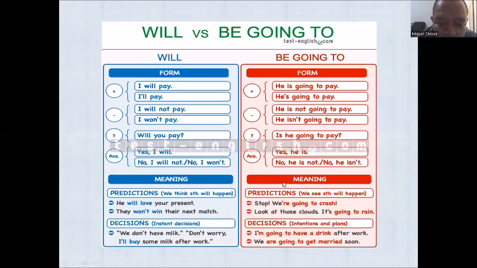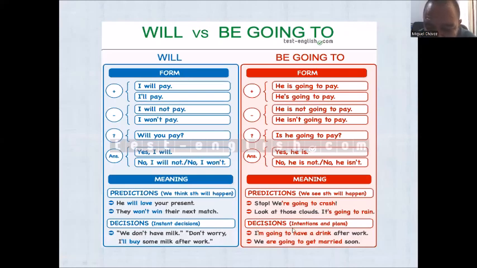Another use for both structures is to take decisions. But if we use will, it is an instant decision. We take it at the moment. We don't have milk. Don't worry, I'll buy some milk after work. The decision that we take in this situation is instant, at the moment.